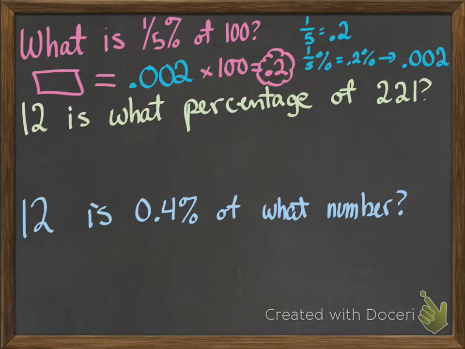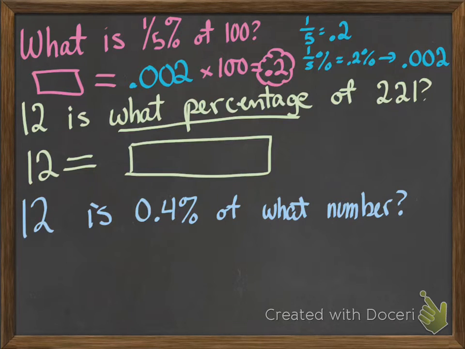All right. Now that was the easiest setup. The other one, your variable is all the way by itself on the left. The harder ones are the ones coming up where the variable is linked to another number. So let's look at that. 12 means 12 equals. What percentage? I don't know the percentage, so I'm going to represent that with a box. Of means multiplication. 221 is just 221. So let's fill in that box with a variable. Let's use y.